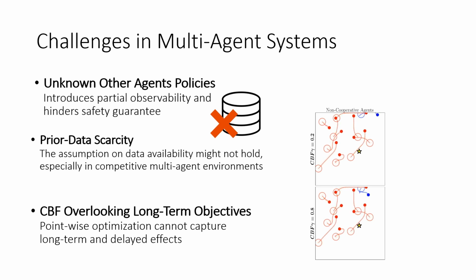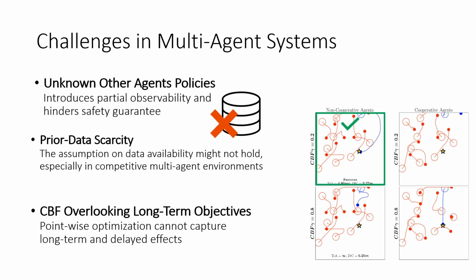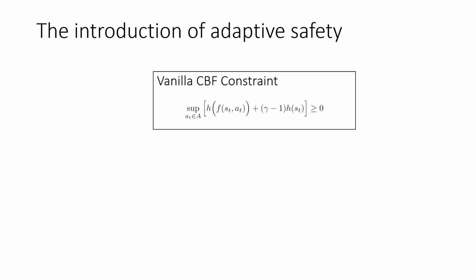Against a non-cooperative agent, a low CBF coefficient helps in evading maneuvers and reaching the target. However, under the same configuration with cooperative agents, a low CBF coefficient cannot reach the target within the time limit, while a high CBF coefficient does. This shows the need for training adaptation to account for delayed events.